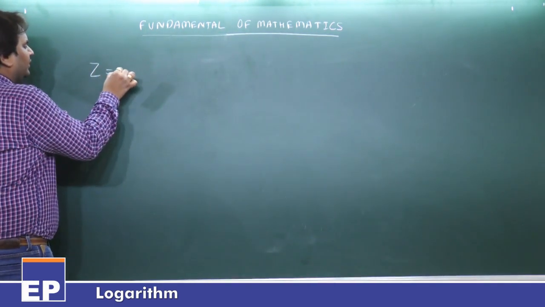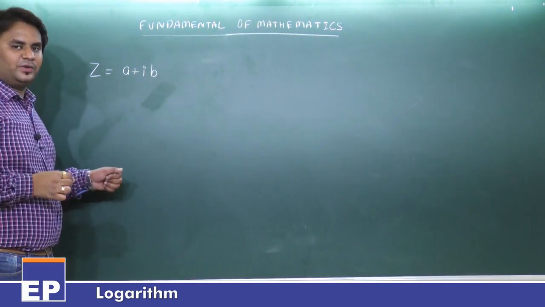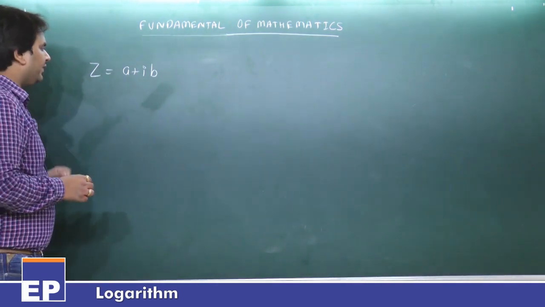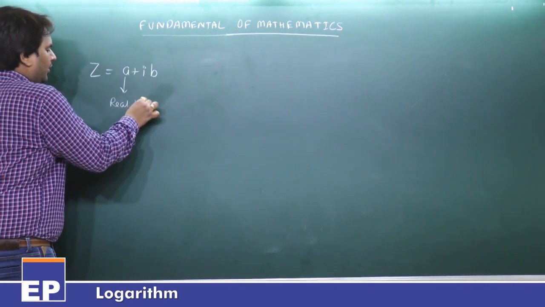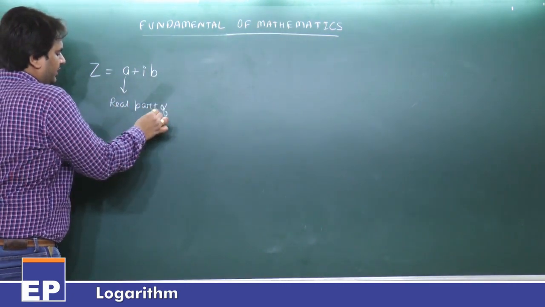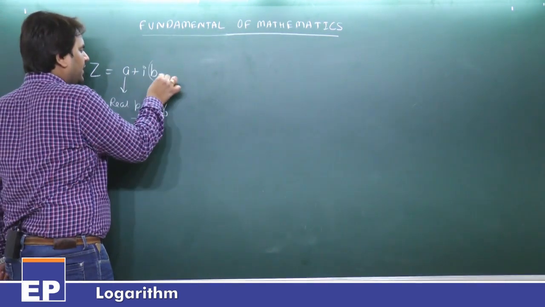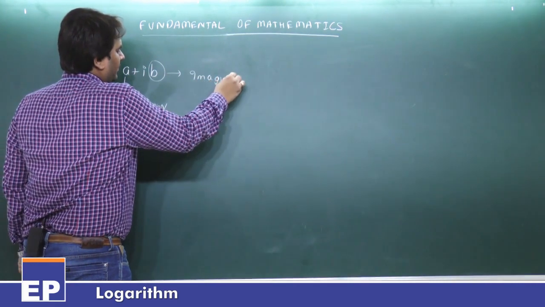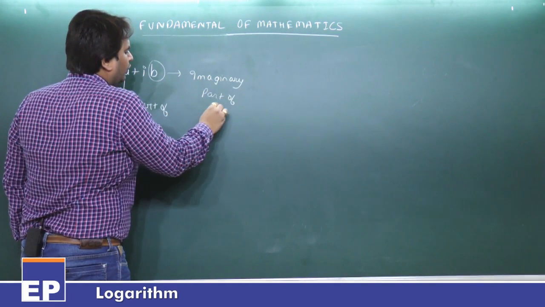If I take z is equal to a plus iota b, so z is what? z is a complex number where a is what? a is the real part of z. What is b? b is the imaginary part of z.